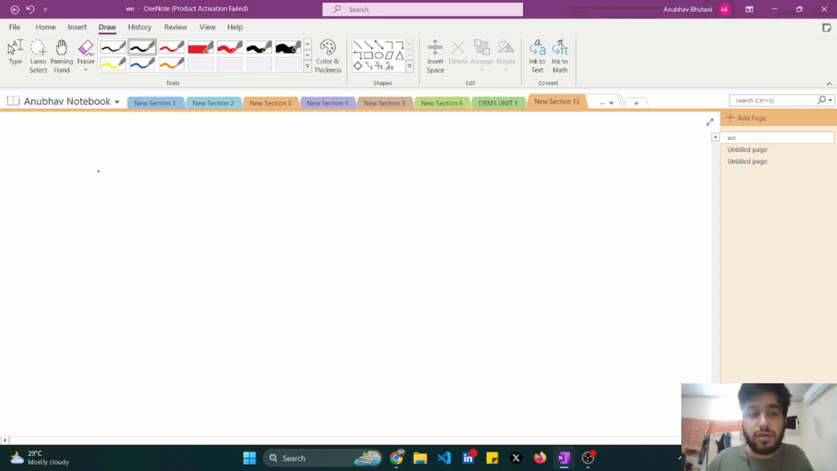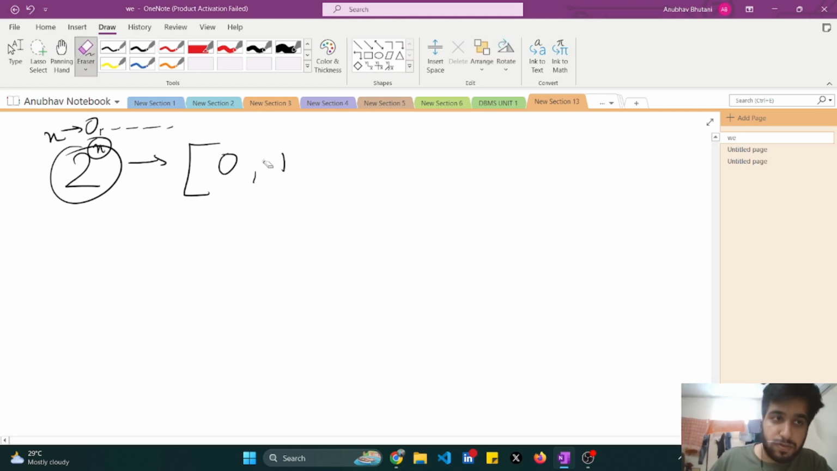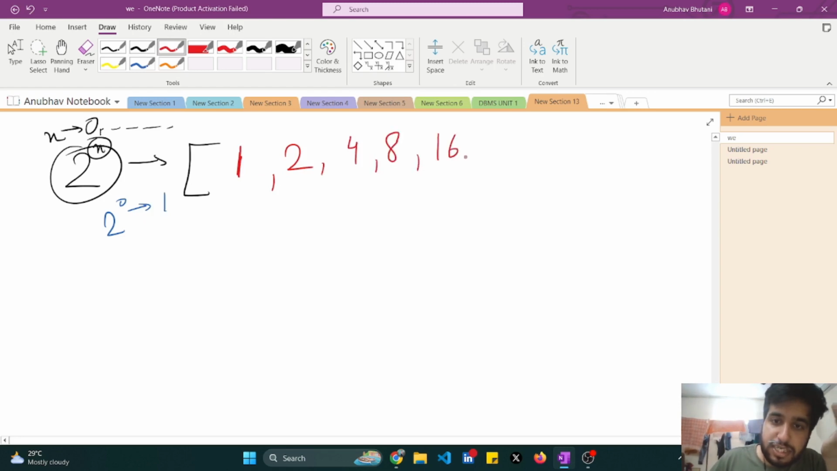First tell me what can be the powers of 2. So 2 raised to power n, suppose n ranges from 0 to any number. This is my domain, and what can be my range? My range starts with 1, because 2 raised to power 0 becomes 1. Then 2 raised to power 1 becomes 2, then 4, 8, 16, and so on.